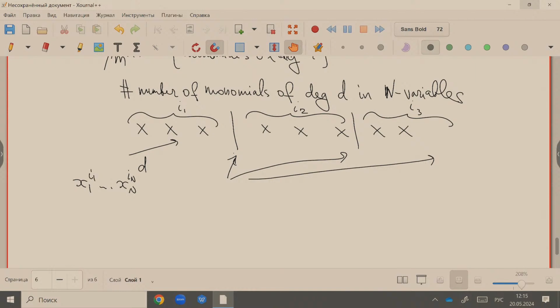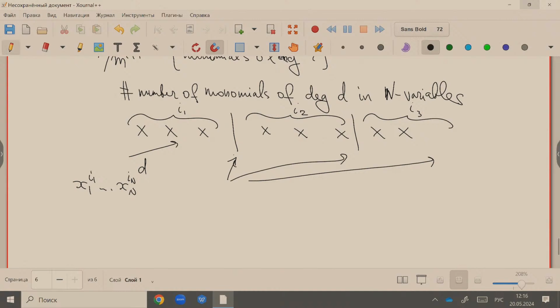N minus 1. So you have to choose n minus 1 positions. And the number of places, since each position increases the number of elements, is d plus n minus 1. And this implies that this is just a binomial coefficient.